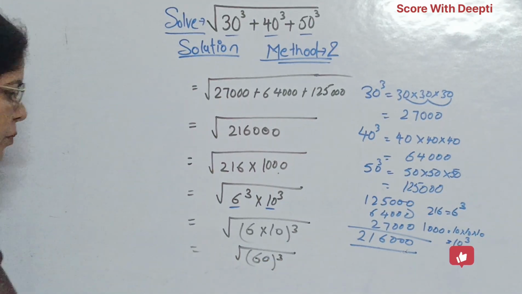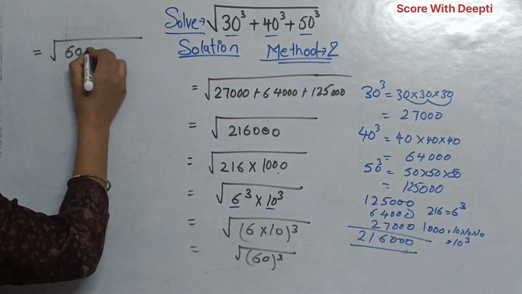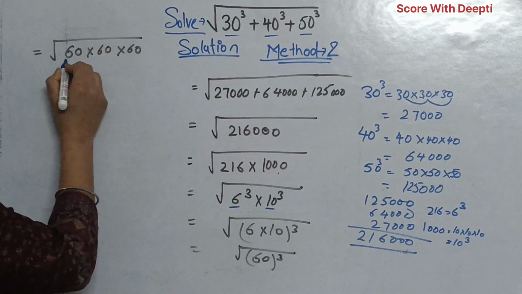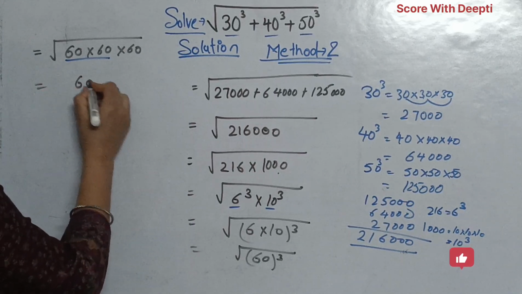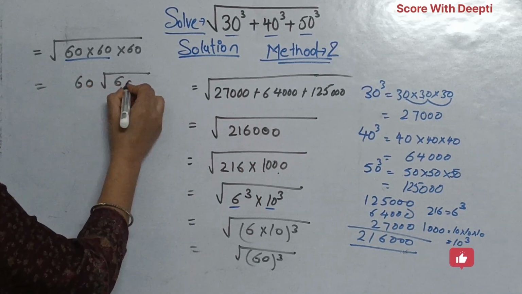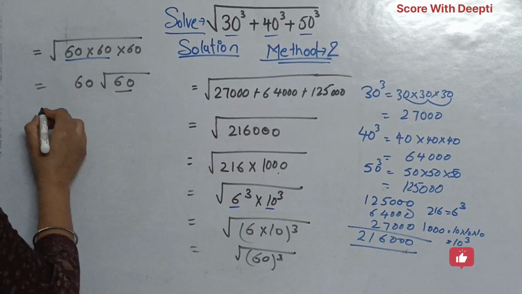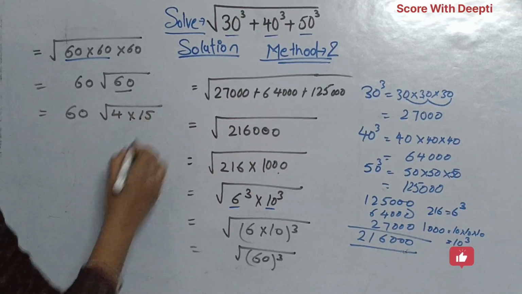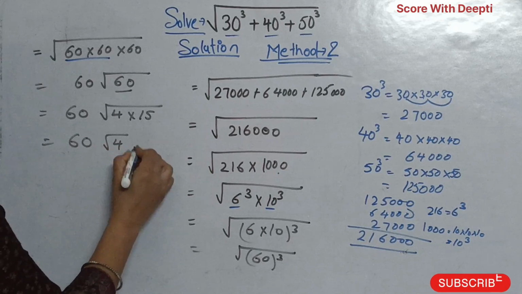Square root 60 cube means we will write square root 60 multiply 60 multiply 60. Now these two terms are same under the square root, means we will write 60 square root 60. This comes out of the square root, and this 60 can be written as 60 square root 4 times 15. Next 60 into square root 4 square root 15.